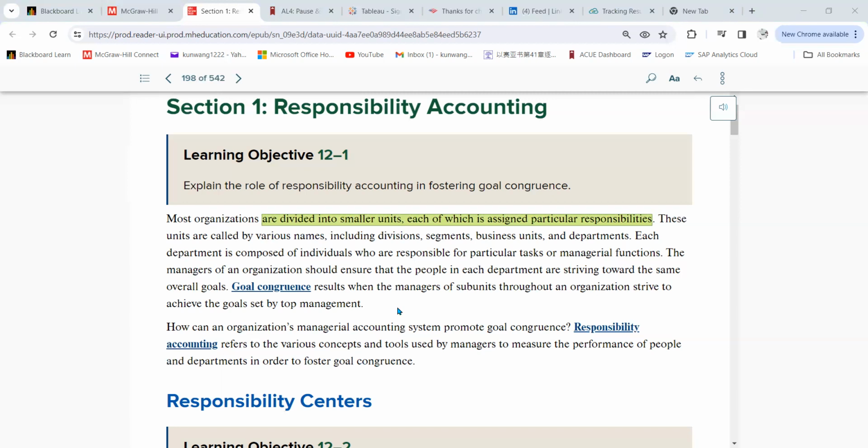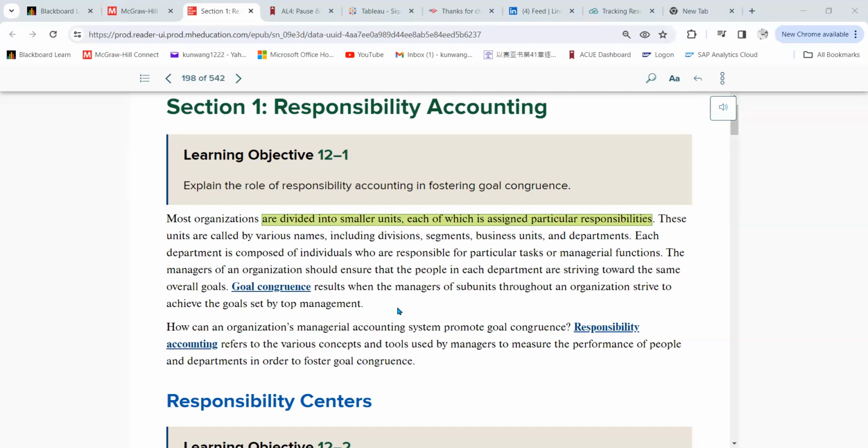But if you don't have a system to monitor their operations, each of the departments or subunits can, for example, when they're looking at product choices or special pricing of orders, try to maximize their own KPIs, but in the meantime sacrifice the profits of the overall company, all at the cost of other departments.